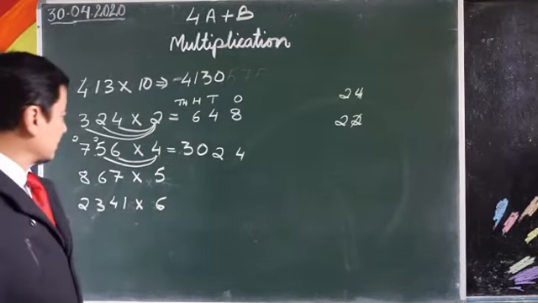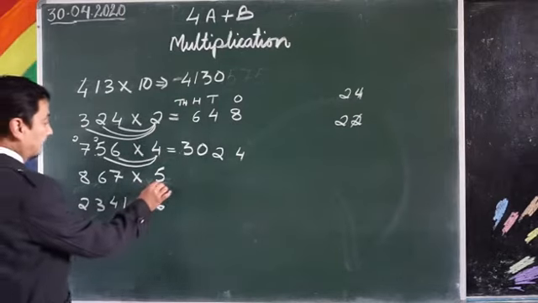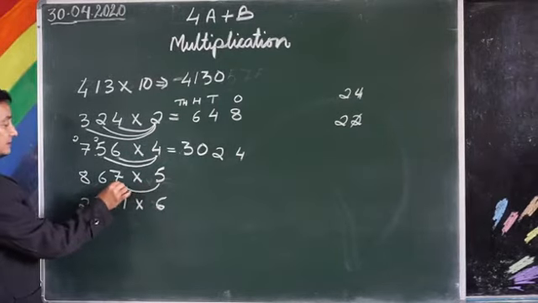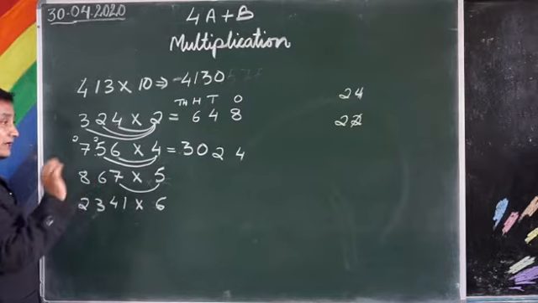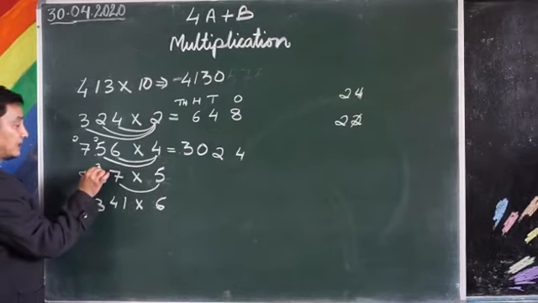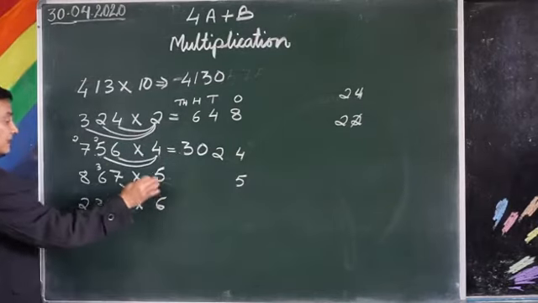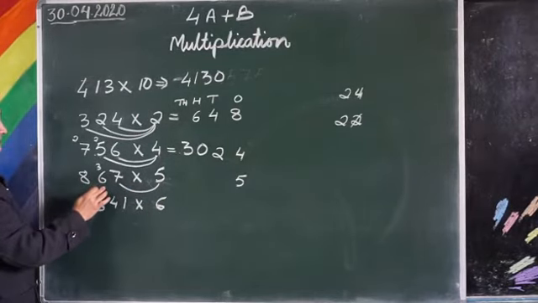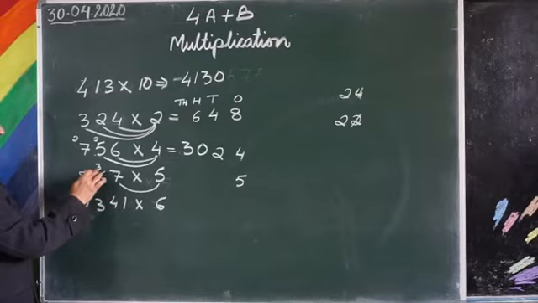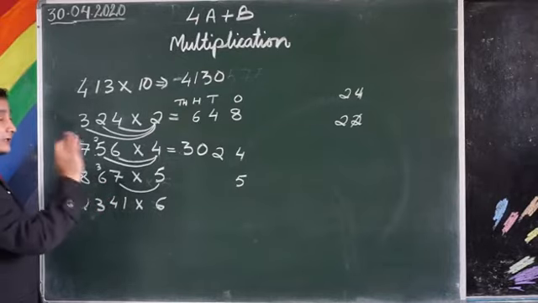Let's do the third one. 5 7s are 35. Put the first number, 3, and carry it. 5 6s are 30 plus 3, 33.